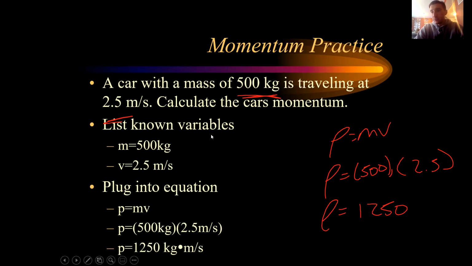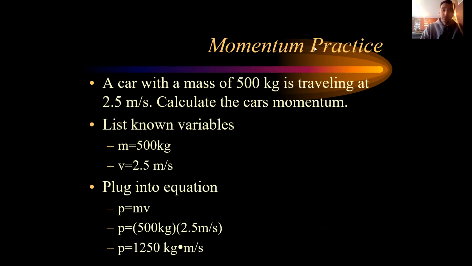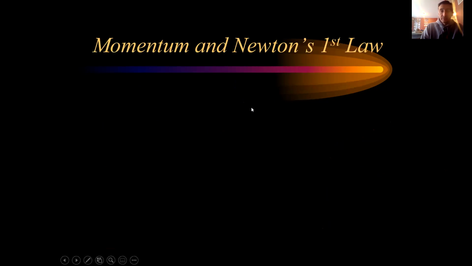All right, pretty easy, pretty straightforward, right? Mass times velocity, easy stuff. The key here is it has to be in kilograms and it has to be in meters per second, base units. All right, easy stuff.